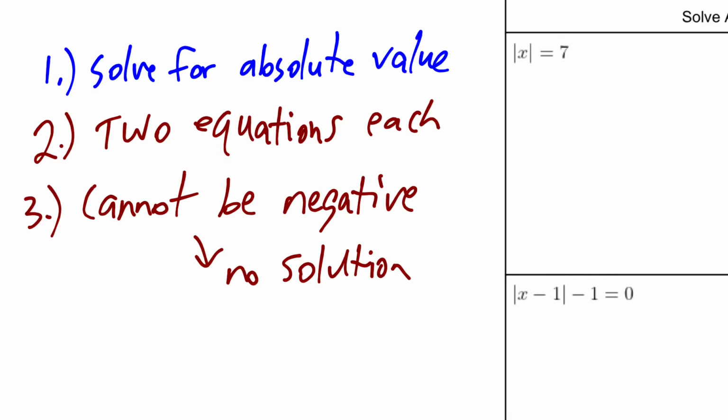Next up, absolute value equations. There's 3 things to remember. One is that we must solve for the absolute value. That means anything outside the brackets we cancel out, but the stuff inside the brackets we leave it alone. The second thing to remember is that there's going to be 2 equations each, the positive answer and the negative answer. And the third thing to remember is that absolute value will never be negative. So if that ever happens, you know that it's no solution.